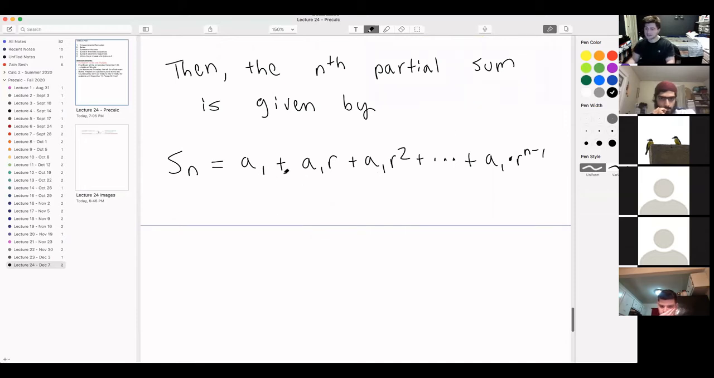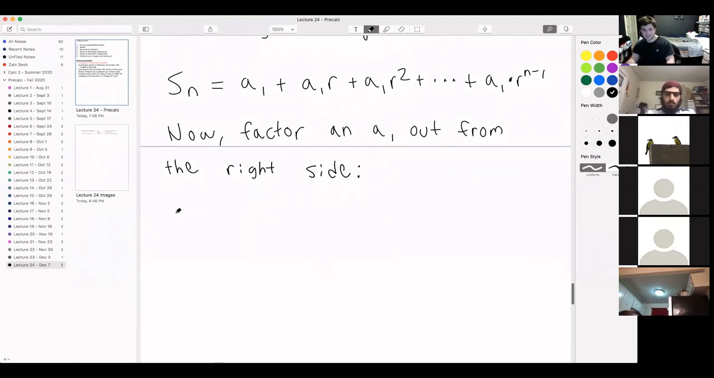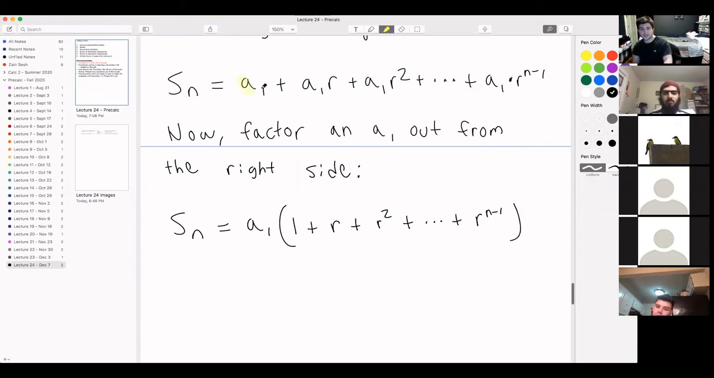So what you can do here is factor an A1 out from the right side. The left side stays exactly the same. If I factor out an A1, what you're left with is 1 plus r plus r squared plus dot, dot, dot plus r to the n minus 1, because all of these terms have an A1 attached to them. So I'm just going to factor it out, and what you're left with are just these powers of r.